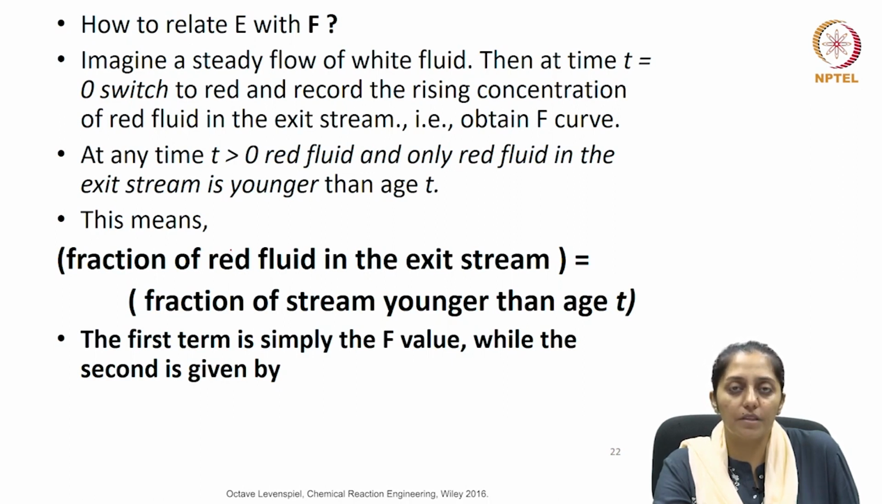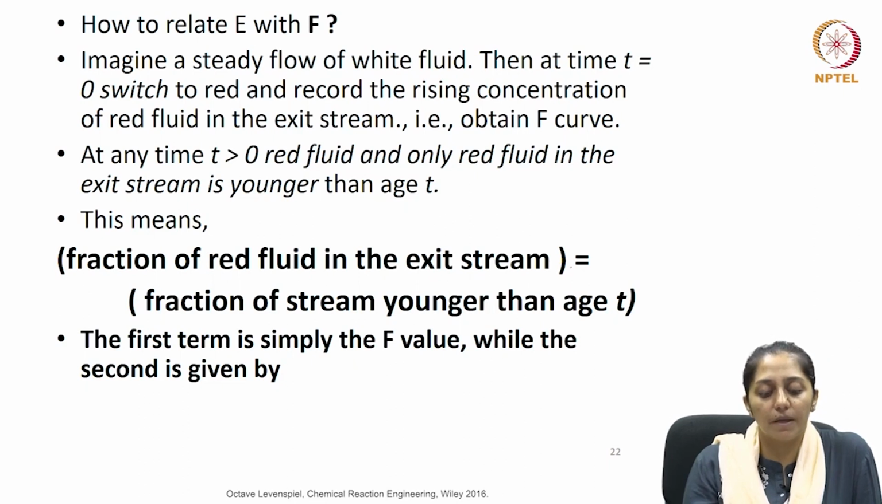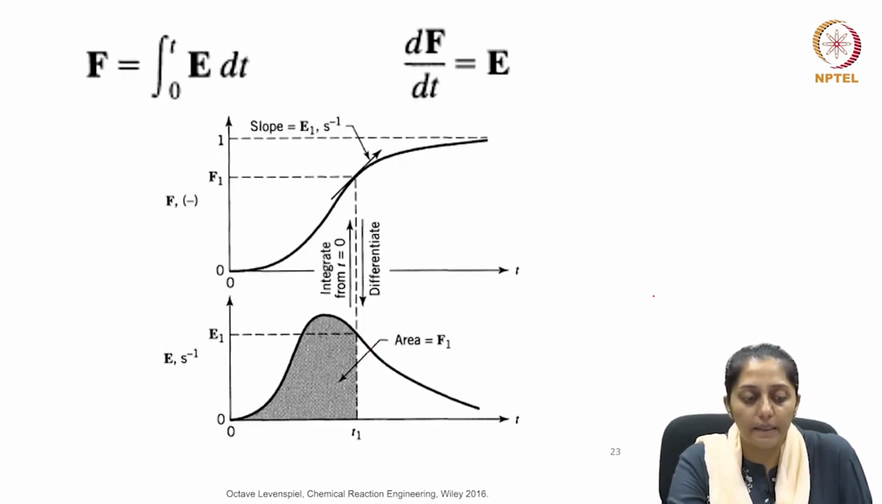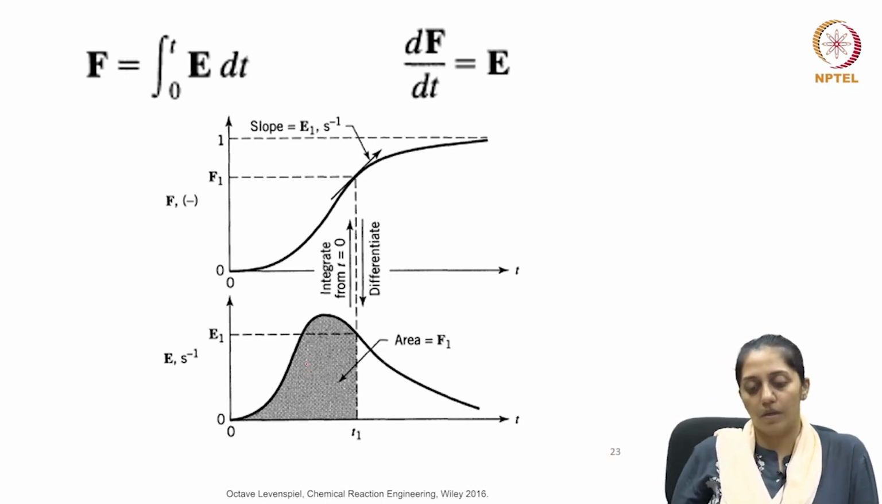At any time t greater than 0, the red fluid, and only the red fluid, in the exit stream would be younger than the age t. This means that the fraction of the red fluid in the exit stream is equal to the fraction of the stream younger than age t. So, the integral from 0 to t of E dt is F, which is the fraction younger than time t. So, if the integral of E dt from 0 to t is F, then dF by dt is E. If you have the F curve, at every time point, if you find the slope at that point in the F curve, you can determine the value of E, and this is how F can be changed to the E curve as shown in the picture here.